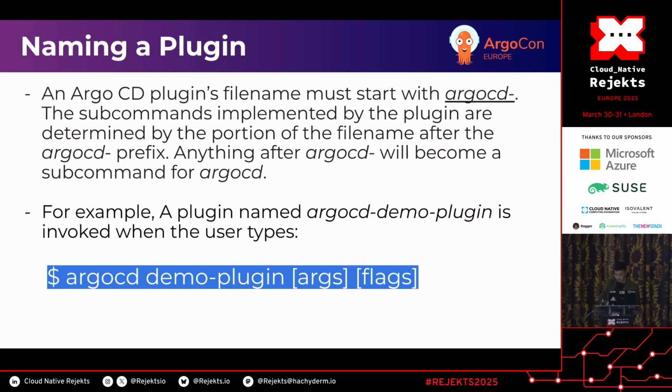if it resides in your path, if it satisfies all the three conditions, any user can actually execute this plugin in this way: argocd, then demo-plugin, which is the part after the argocd hyphen. It's going to become your subcommand, and then whatever arguments and flags your installed binary has, it's going to get executed as it is.